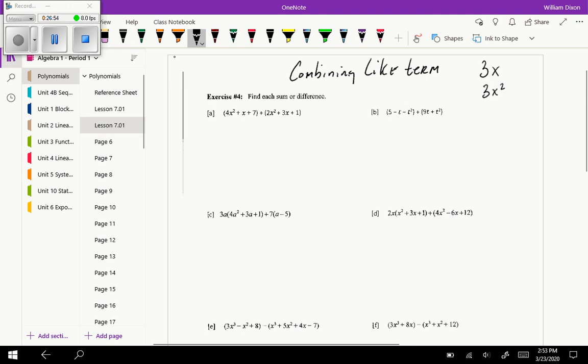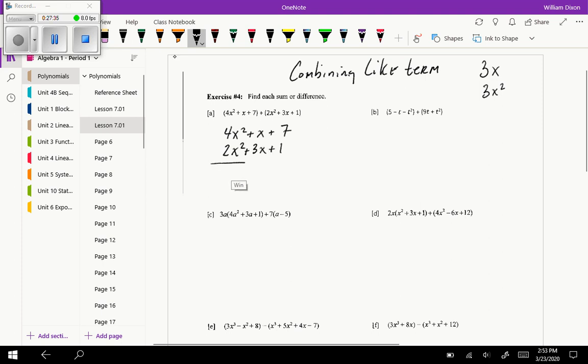All right, so what I do is write down the first trinomial: 4x squared plus x plus 7. I like to write them in standard form, or descending order, because that way my answer will be in the same form. Underneath, I line up the like terms. The like term for 4x squared is 2x squared. The like term for x is 3x. And then my constant, so I'm going to have plus 1.